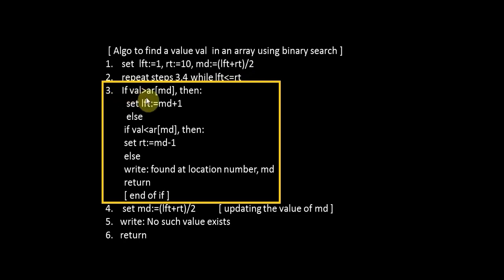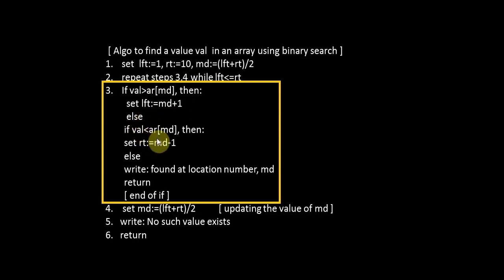I am checking if val, the value to be searched from the array, is greater than MD. As I have told you in the dry test, if the value to be found happens to be greater than the middle element, MD being our middle element, then the value of LFT should be changed, because now we are going to search only from the right sub array, right?